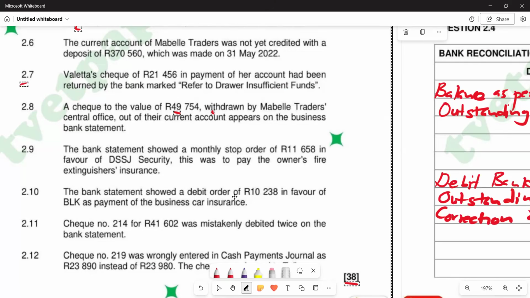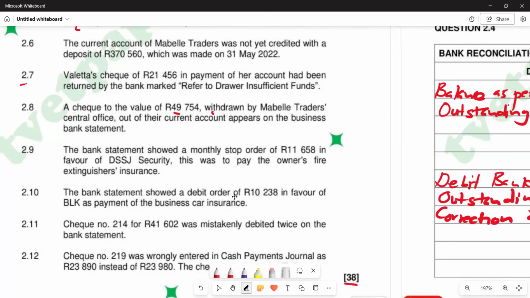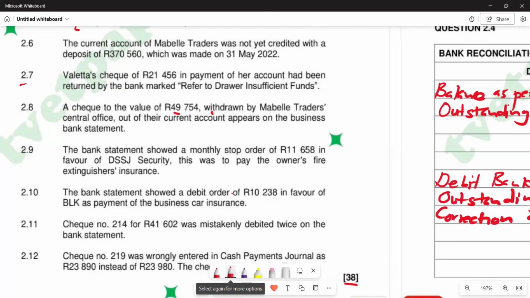The 2.11, check number 214, 41,602, was mistakenly debited twice on the bank statement. So this one is an error on the bank statement. It was debited twice, which is a mistake. So we have to remove one of them on the debit so that we remain with the one which is correct. So to remove the one 41,602, we go to the credit side and enter it as a credit bank error. Check number 214, which is 41,602.